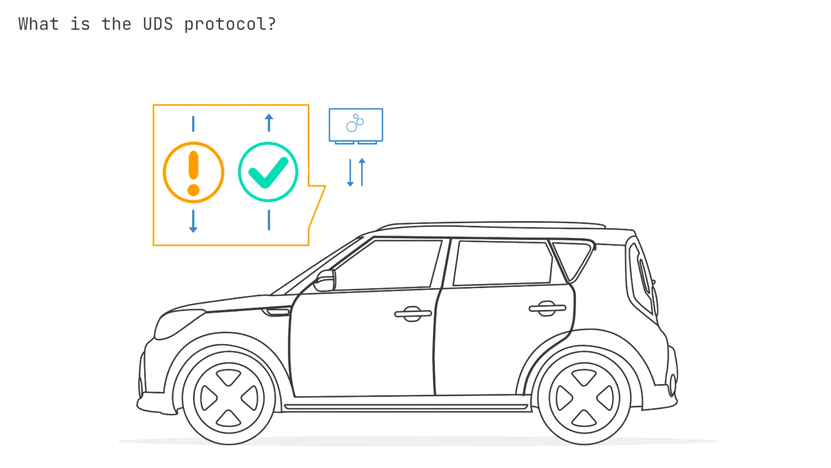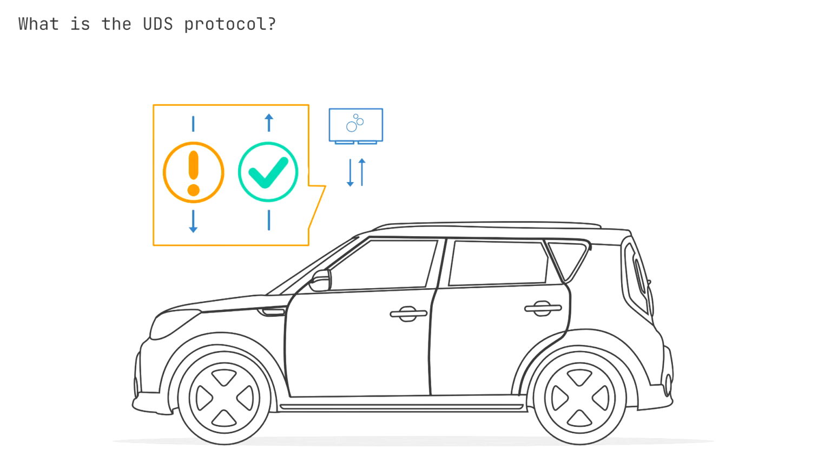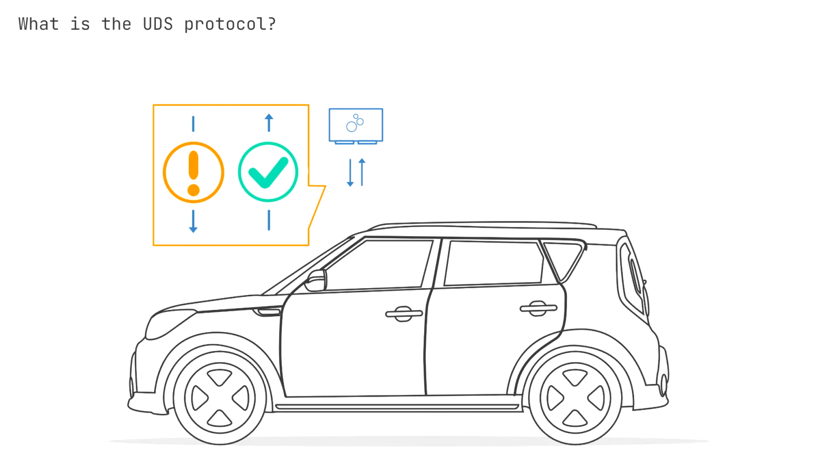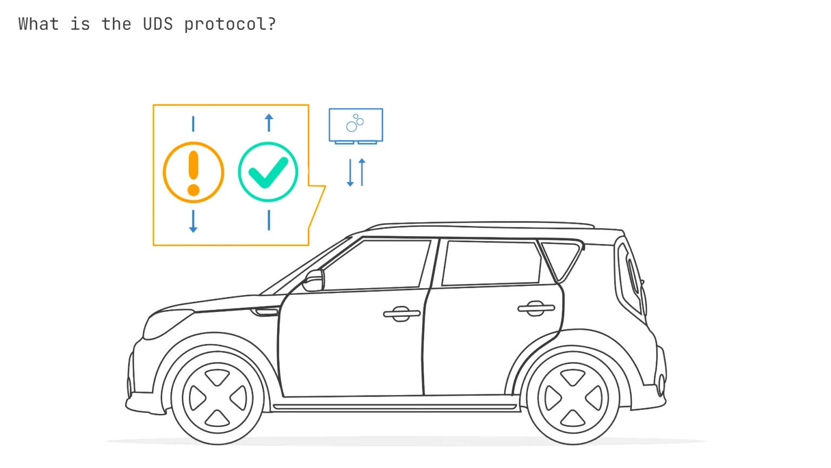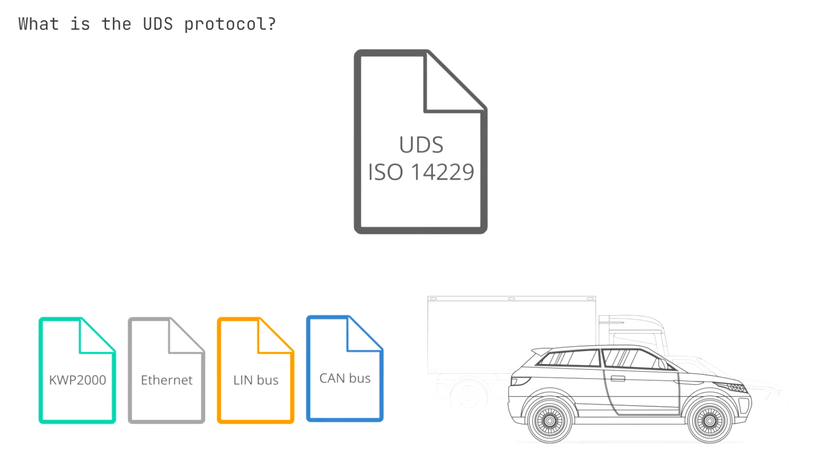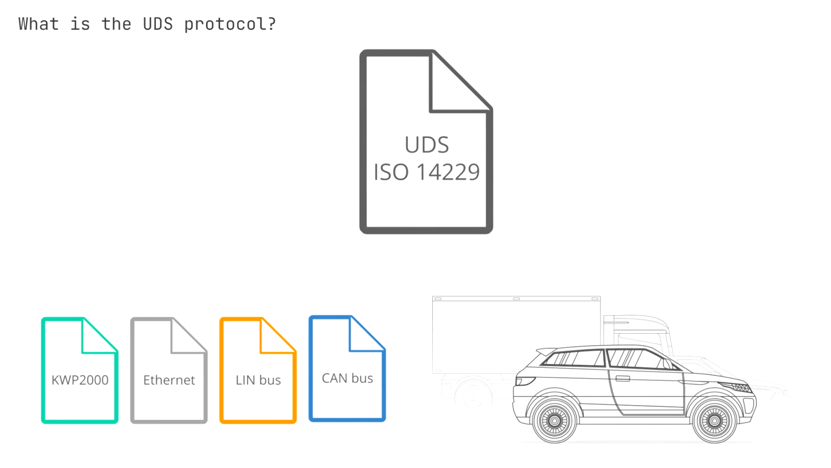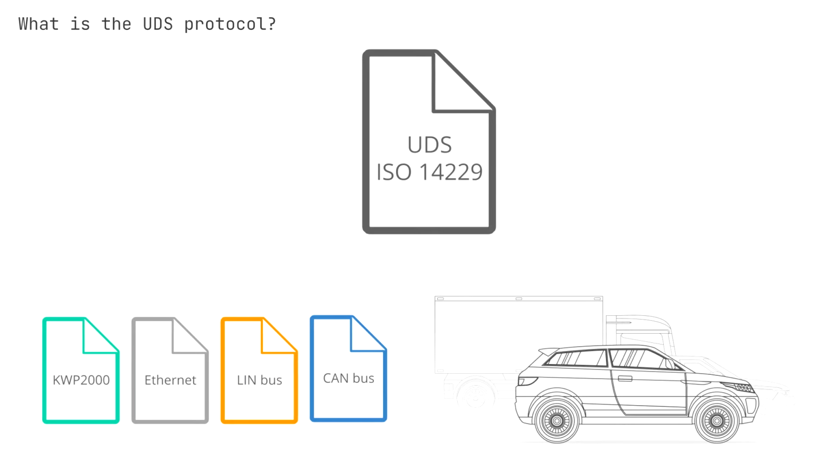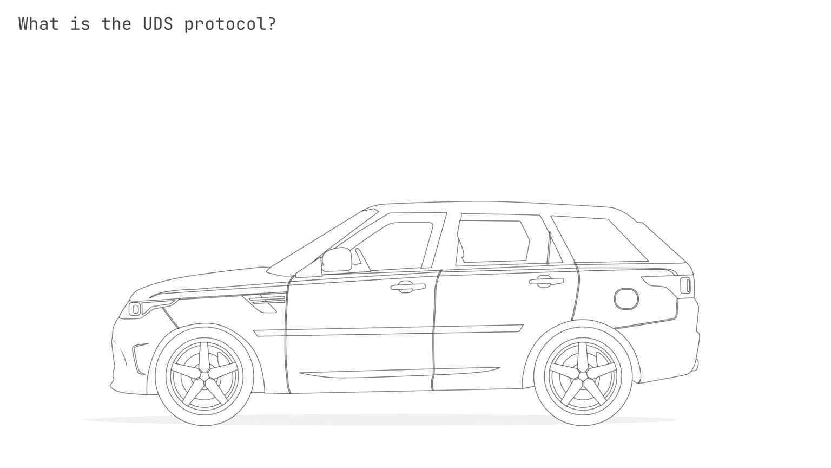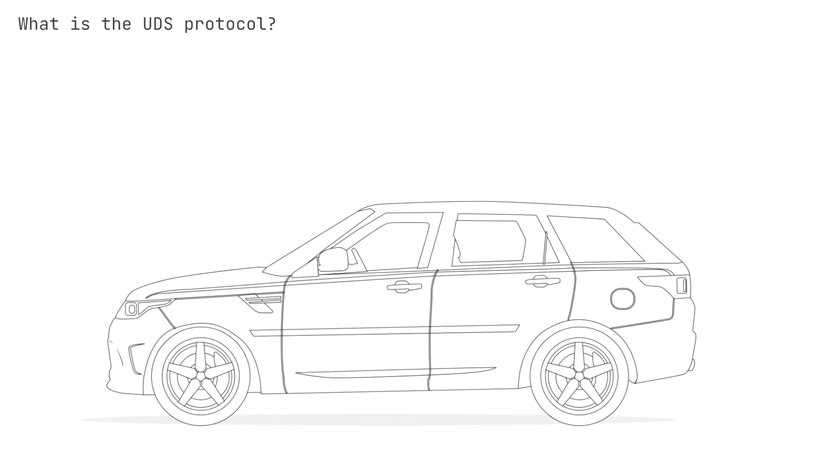Unified Diagnostic Services, UDS, is a communication protocol used in automotive electronic control units, ECUs, to enable diagnostics, firmware updates, routine testing, and more. The UDS protocol, ISO 14229, is standardized across both manufacturers and standards, such as CAN, KWP 2000, Ethernet, LIN. Further, UDS is today used in ECUs across all Tier 1 original equipment manufacturers.